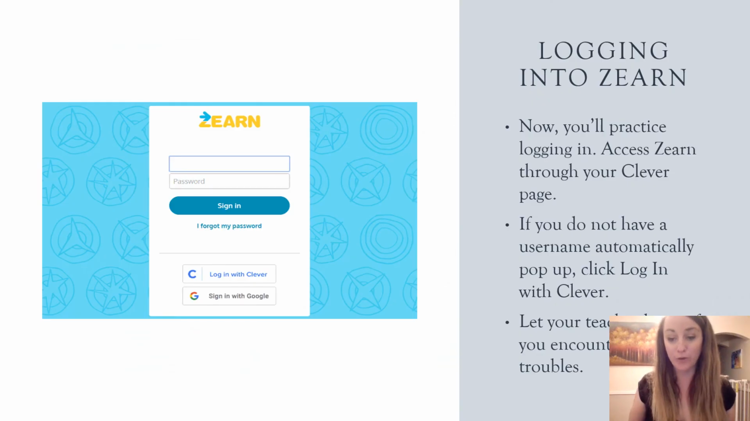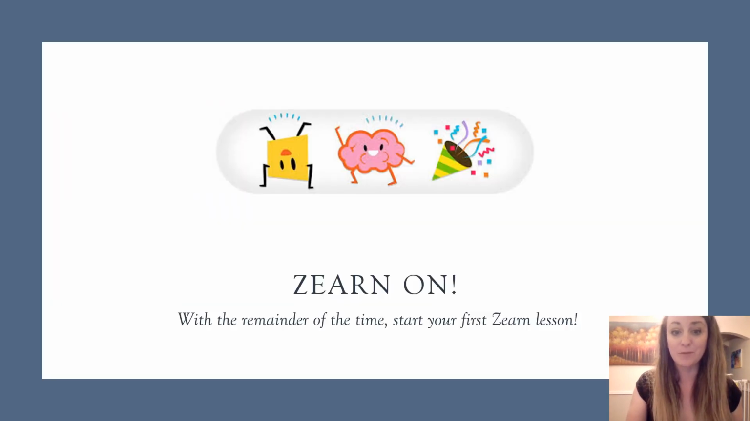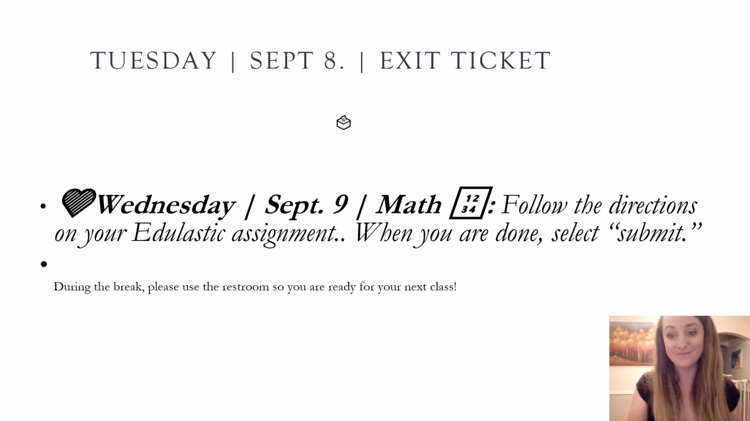Now that you have an overview of Zern, let's practice by logging in for the first time. Access Zern through your Clever page. If you do not have a username automatically pop up, click Login with Clever. Let your teachers know if you are experiencing any problems, and we will be there to help you. For the remainder of the time, we're going to start our first Zern lesson. You may hit Zern on and start your first lesson.